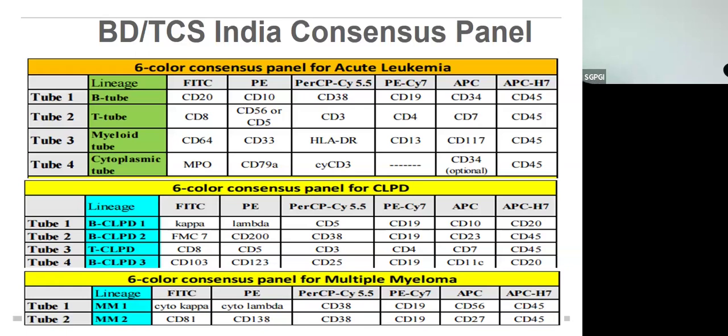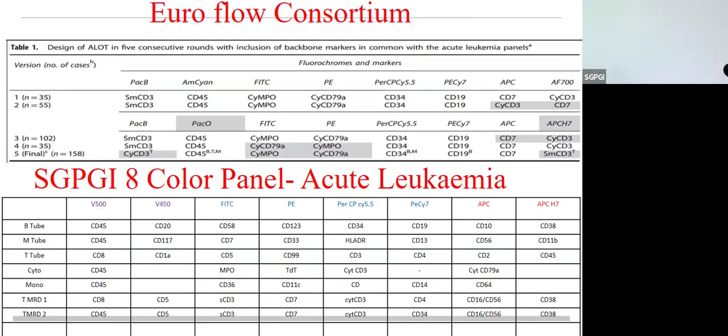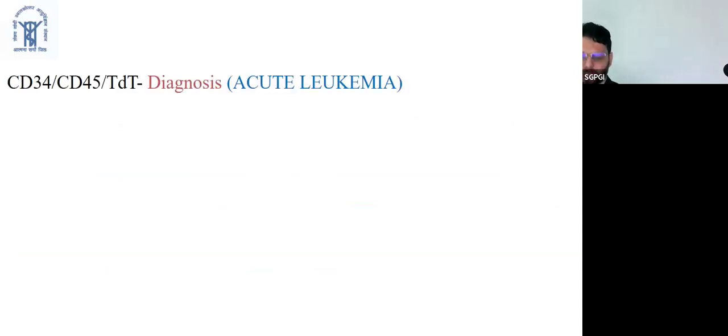So this was done somewhere, I think, in 2010-12. Jasmita, madam? Yes. So this was a consensus panel that people came out with in India. Some labs followed it, but many labs don't. So this is the Euroflow consortium panel that I was talking about. And this is our panel that I'm showing. This is a 10 color panel and somehow we are doing 10 to 12 color panels.